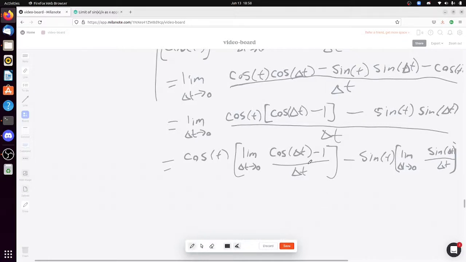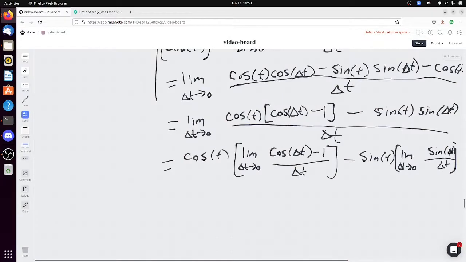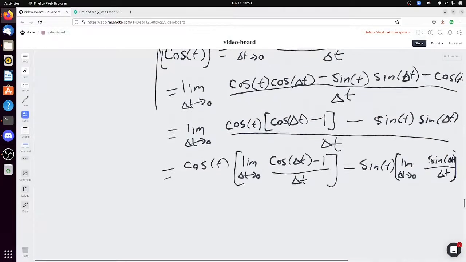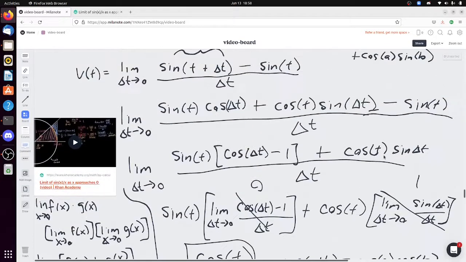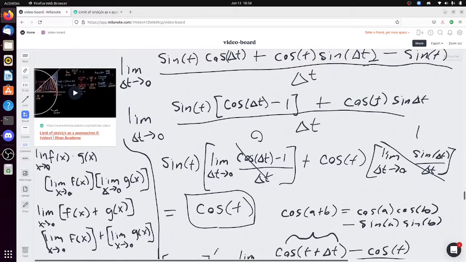There, just leave it there. That's good enough. So if you look here, we have the sine of delta t over delta t. Well, that's familiar. We look up here, and we saw that this equaled 1. So this, remember, is the same thing.